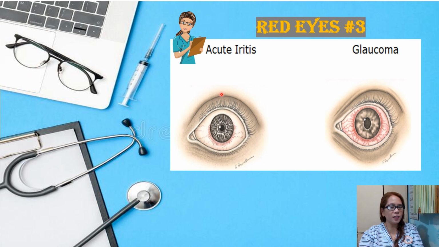Okay, so this image shows another example of red eyes. We have a condition called acute iritis or merong redness around the iris. This is due to a blunt force trauma or a penetrating injury or a burn from a chemical or fire that can cause this specific condition. Pwede rin infections or viral infections of the face.